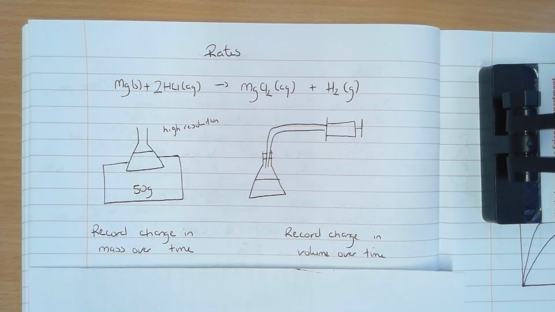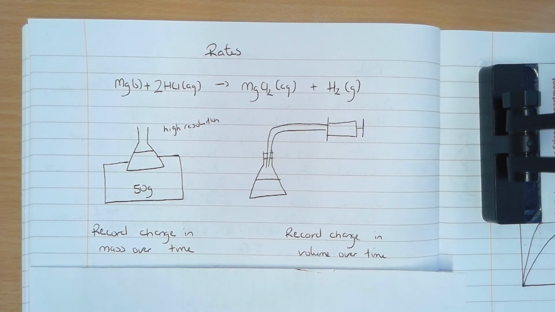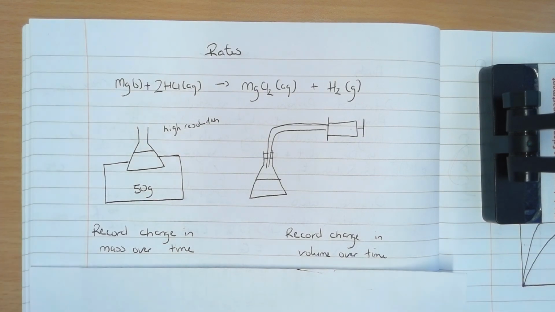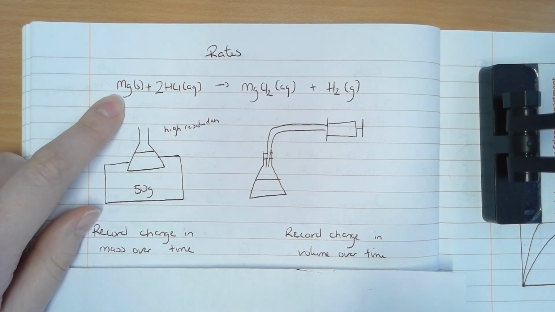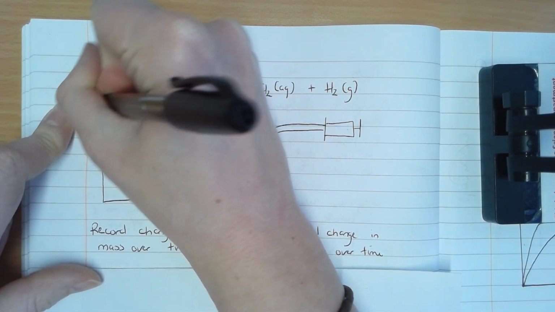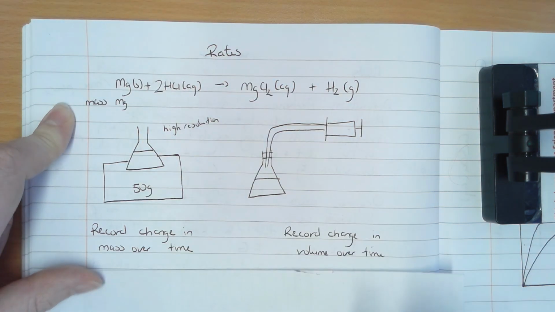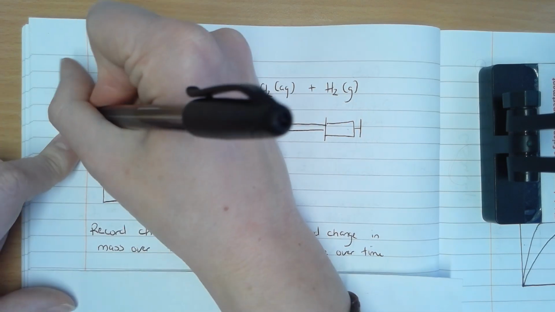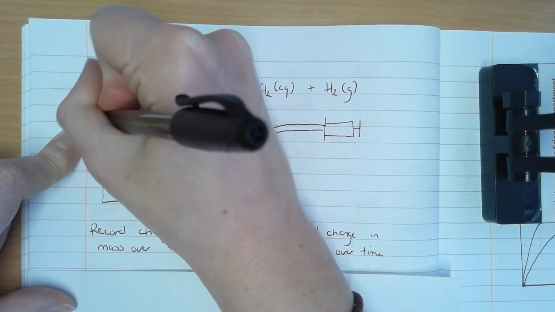But if I want to investigate temperature, I need to make it a fair test. So what would I keep the same? There's a number of things you can say, but just avoid using the word amount. So if I'm talking about magnesium, rather than saying the amount of magnesium, because it's a solid, I would say the mass of magnesium. Also, the size of the surface area affects the rate. So I would say use the same sized pieces.